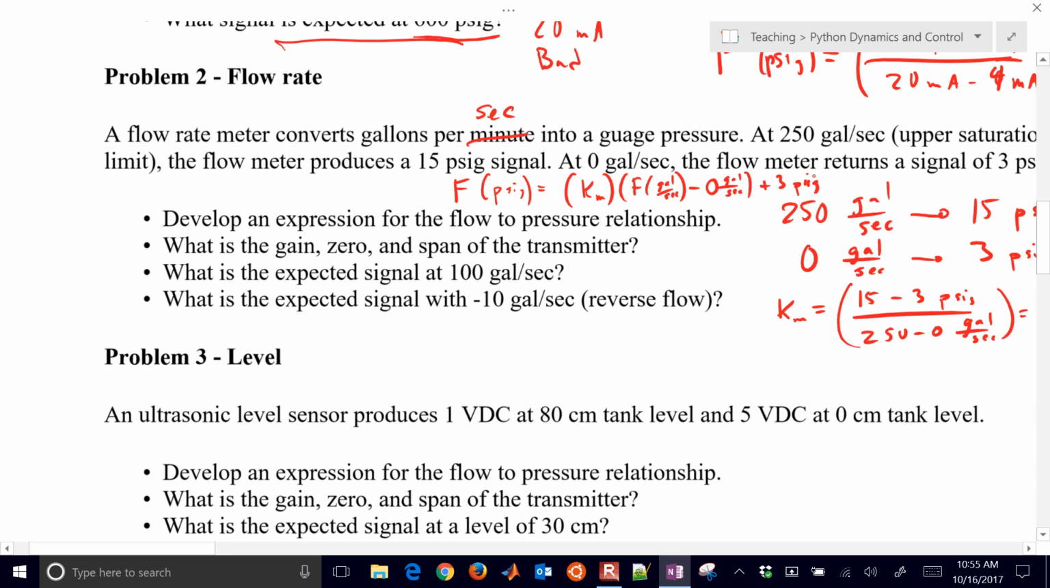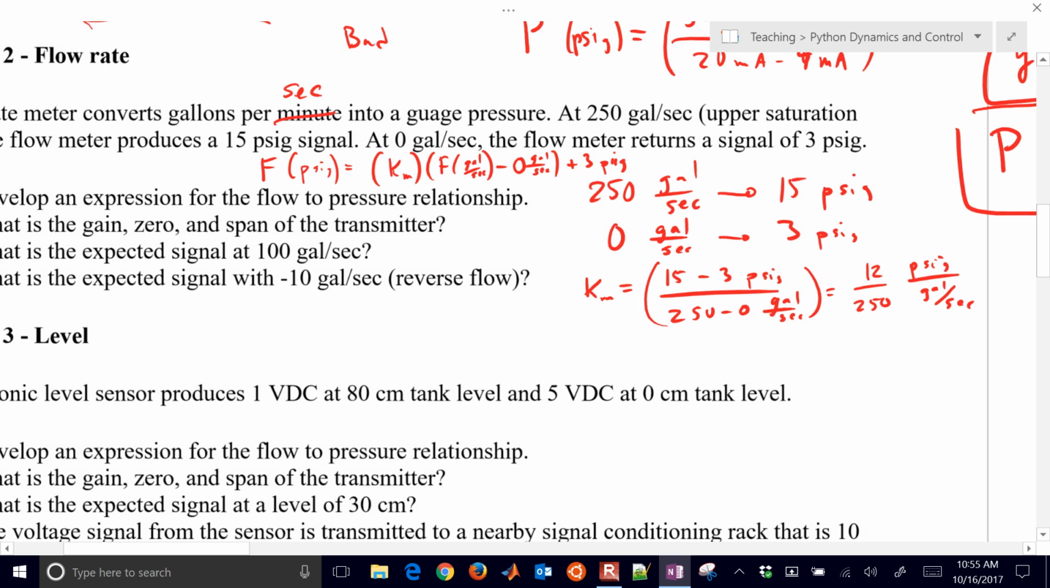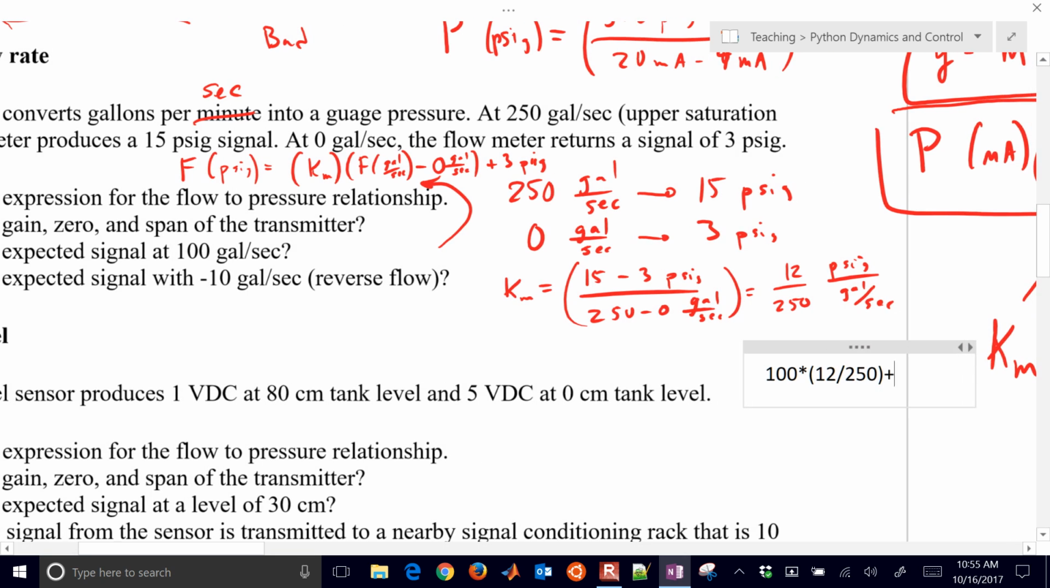Okay, so what signal do we expect at 100 gallons per second? Let's go ahead and just plug that in right here. So that's going to be 100 times the 12 divided by 250. There's my gain, plus 3. Okay, so that says we're going to have a 7.8 psig signal that is going to be returned when we are at 100 gallons per second.